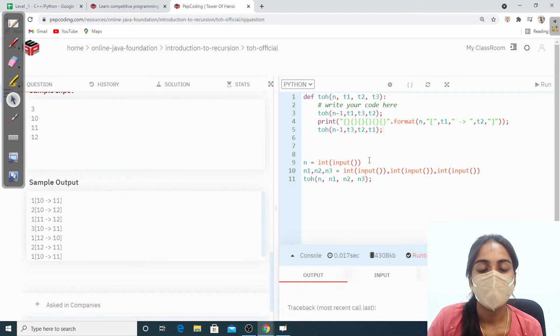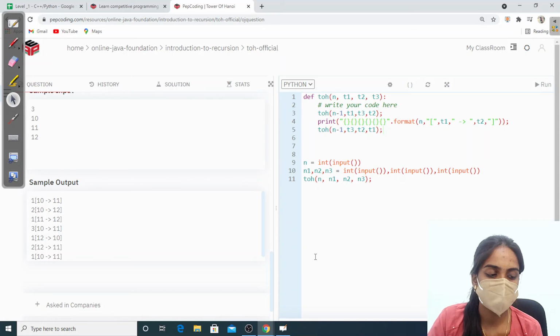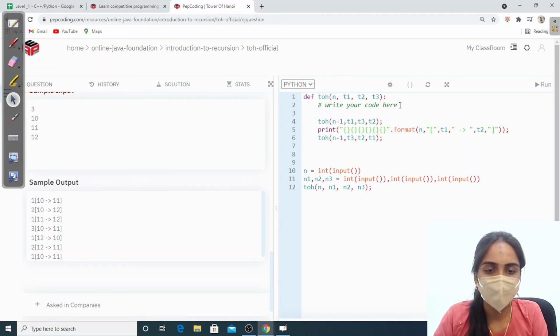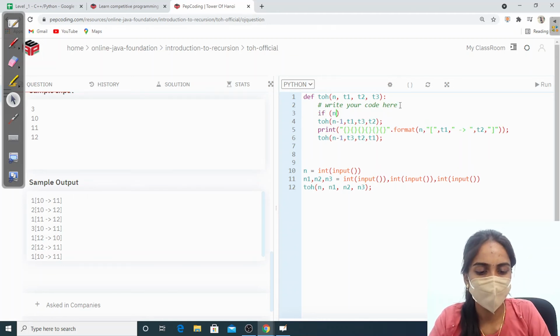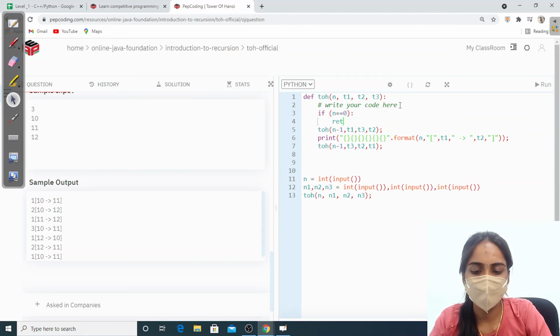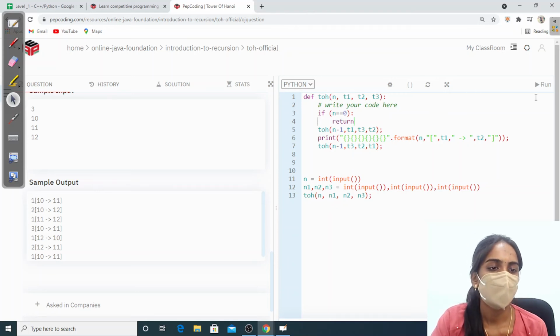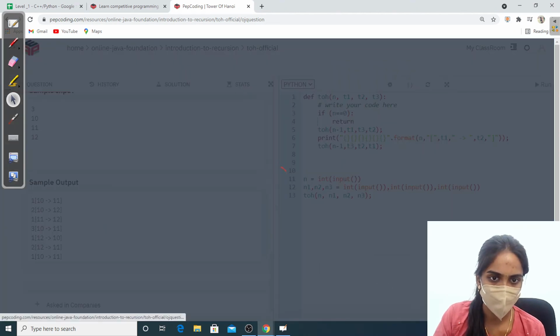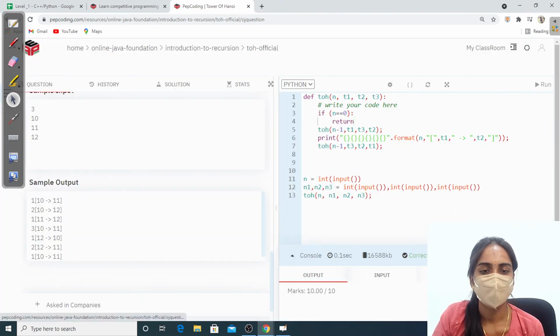Okay, trace back most. Okay, we need to give base condition, right? Yeah, we are moving the tower of Hanoi, that is n minus 1, T1, T3 and T2. We are giving, but we need to give base condition, right? If n double equal to 0, that is when we reached our destination, then it should return the value. Okay, now we can run this. Yeah, it is accepted. We are trying to submit this. Yes, we got the correct answer.